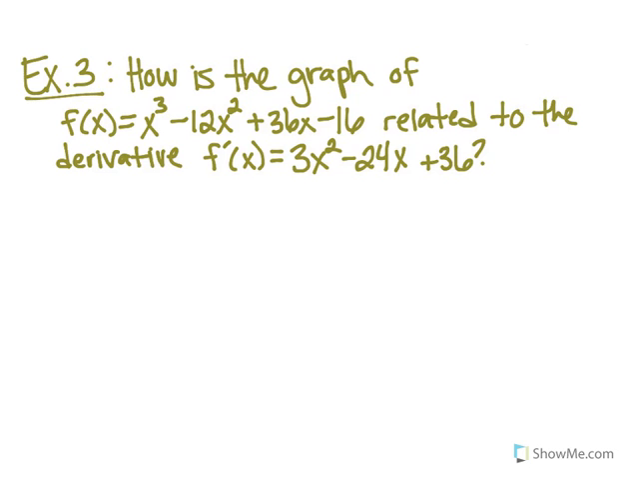All right, so here we go. How is the graph of f of x equals x cubed minus 12x squared plus 36x minus 16 related to the derivative, f prime of x equals 3x squared minus 24x plus 36? Please understand that this function right here is the derivative function for this. So it's asking us what is the relationship between the original function and its derivative. I'm going to go ahead and graph both of them for you.